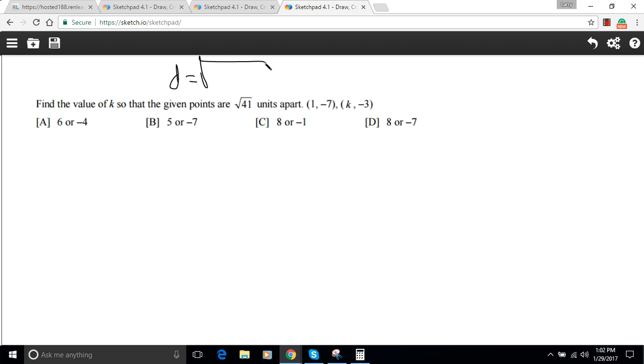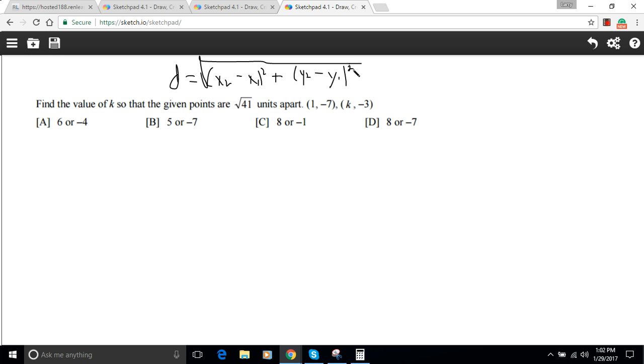What you'll notice about this one is they're actually giving us the distance. They're telling us it's the square root of 41. These 2 points are square root of 41 units apart. But then you'll see in the coordinates, our x2 is actually the letter k. So what are they doing here? Well, they want us to solve for that letter k. They want to know what point it is that would be square root of 41 units apart from this point. So that adds a little bit more trick to it.